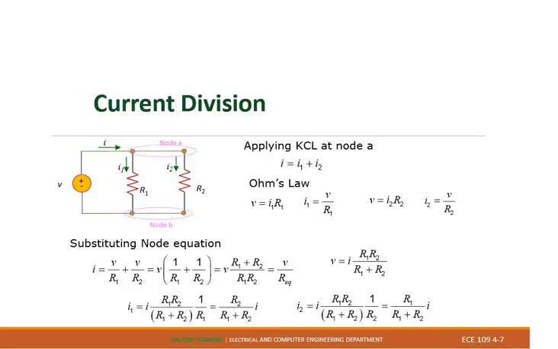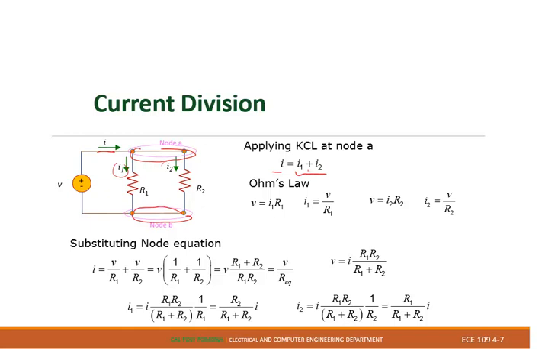Okay, let's look at the current division. In this case, we're going to use Ohm's law and KCL again. This is a common node, so we're going to apply KCL at node A. So I is going in, plus I1 is going out, I2 going out as negative, so I put them on the other side of the equal sign as positive.